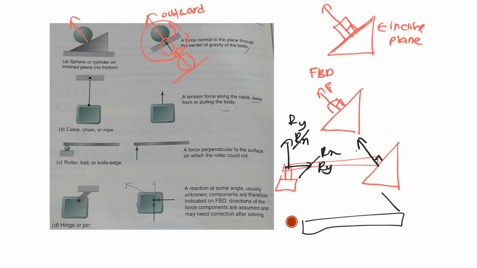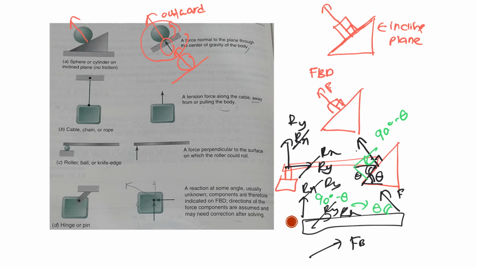This is your beam and this is your force. If, for example, you have an angle theta here, you are going to get a 90 degree angle here, so this angle is going to be 90 degrees minus theta. Then for your hinge, you are going to get RX and RY. So this is the FBD, which means that you show only forces.